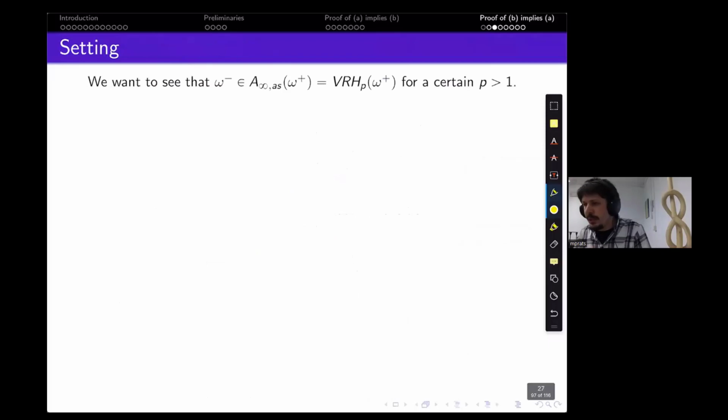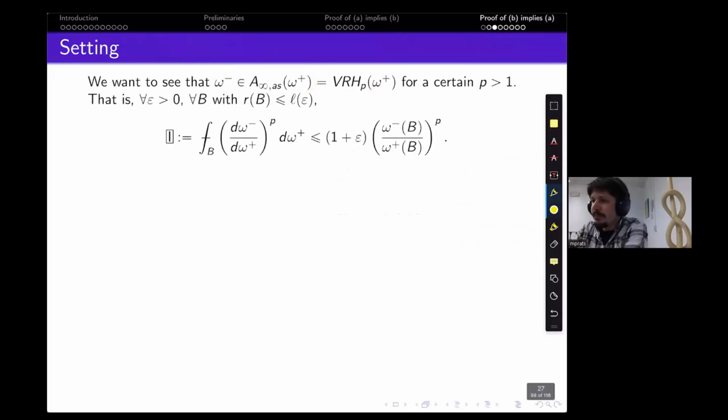Now, recall our assumption is that the normal vector is in VMO, and with the other assumptions, we want to see that you have this relation. In particular, we will use the equivalent definition that it's vanishing reverse Hölder for a certain exponent p. We have to check this. If we check that, we are done.